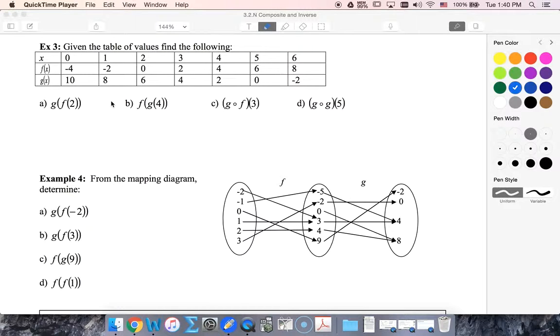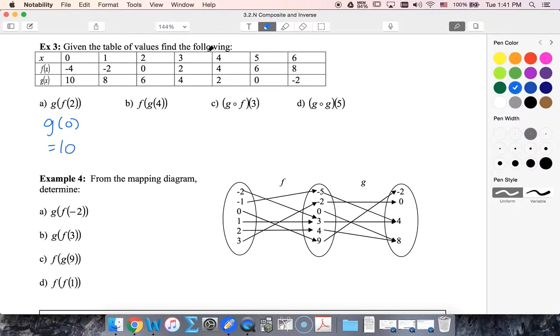All right, now we're going to use a table of values to evaluate our functions. So g of f of 2, well, I'm going to start by figuring out f of 2. So when x is 2, my f value is 0. So now I'm going to find g of 0. G of 0 is 10.